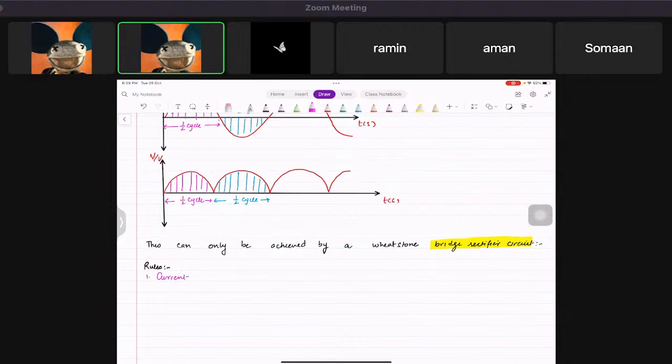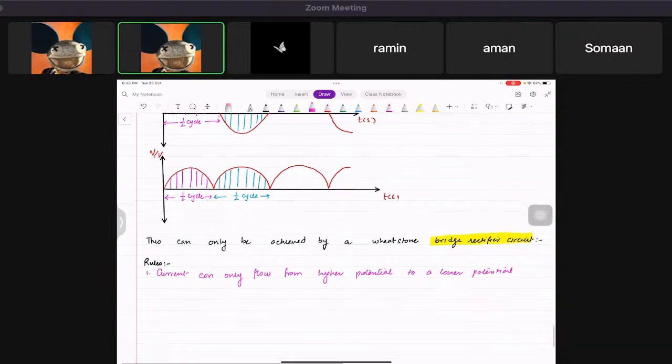the current can only flow from a higher potential to a lower potential. That's how the current always flows, right? Because it goes from positive to negative, from higher to lower, that's how it does.